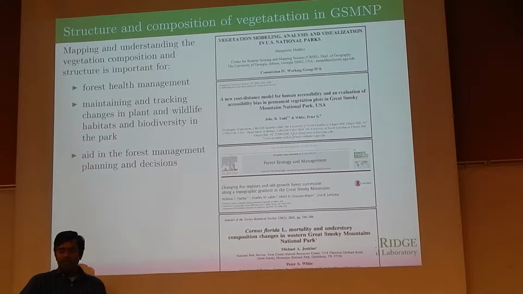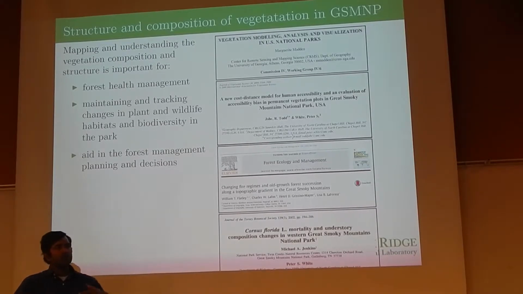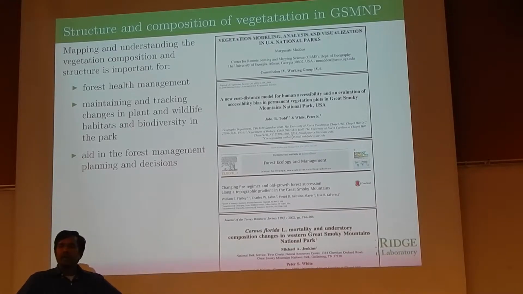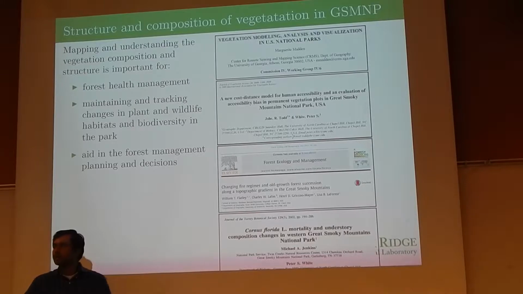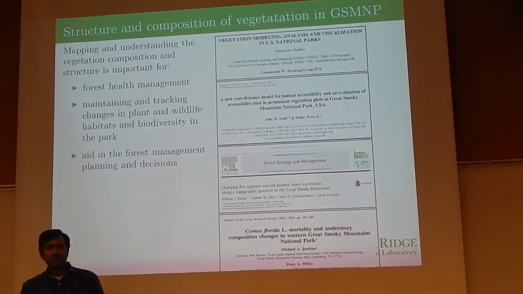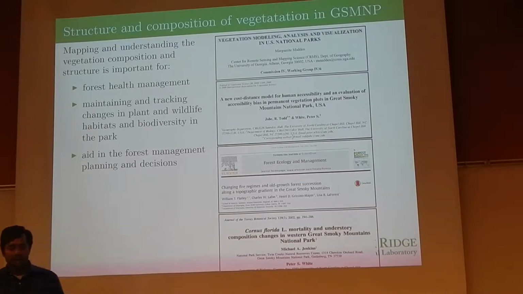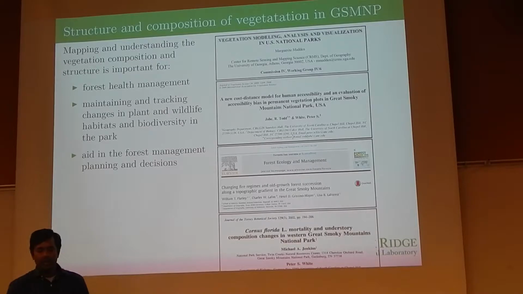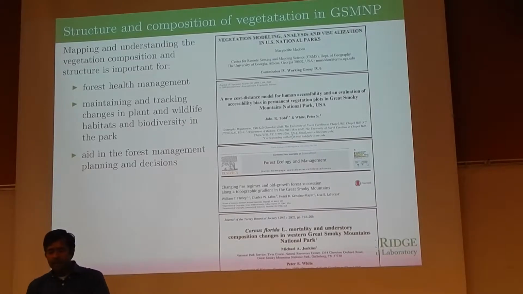The other aspect was to be able to use this idea, that we just discussed, of doing repeat LiDAR flights and collecting repeated measurements over a period of time. Can we do better tracking of how forest structure in these national parks is changing over time because of various different stresses? How will that impact plants and wildlife and the biodiversity in the park, and then aid in forest management and planning and decisions?